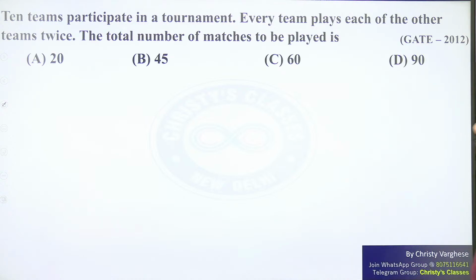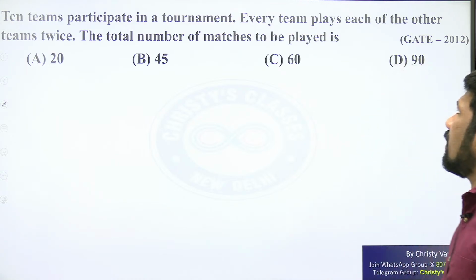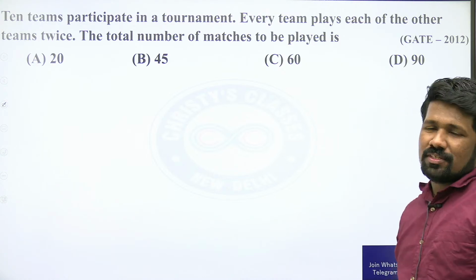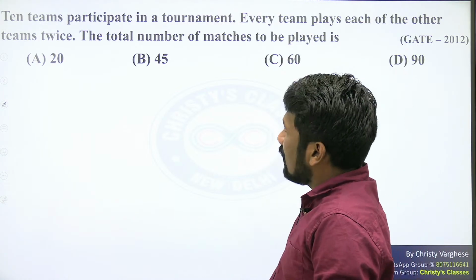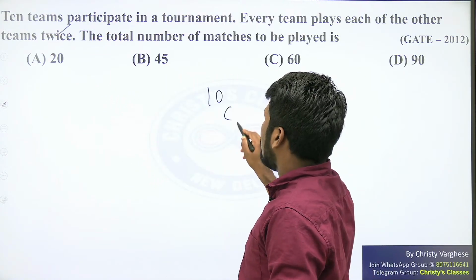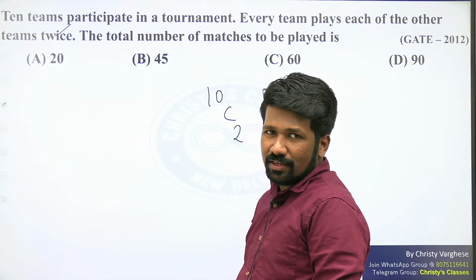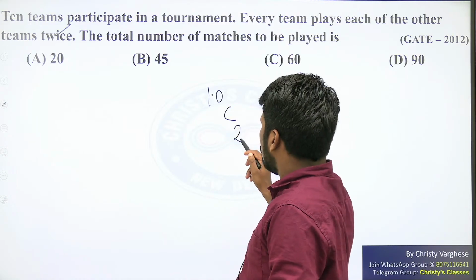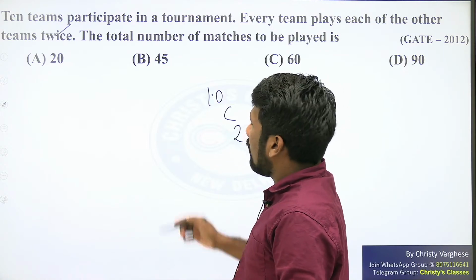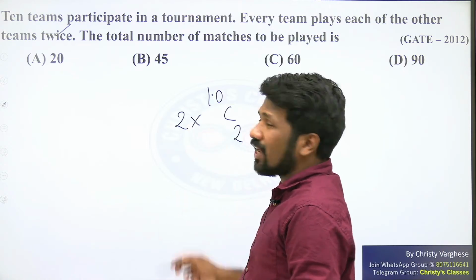Okay, many of you got it right. Wonderful. 10 teams participate in a tournament. Every team plays each of the other team twice. From the previous question understanding, we can extend. If every team was playing once, 10C2 ways would have been there, na? Because from 10 teams, you need to select 2 teams. How many ways that can be done? 10C2. But as they are playing twice, you can say 2 times 10C2.